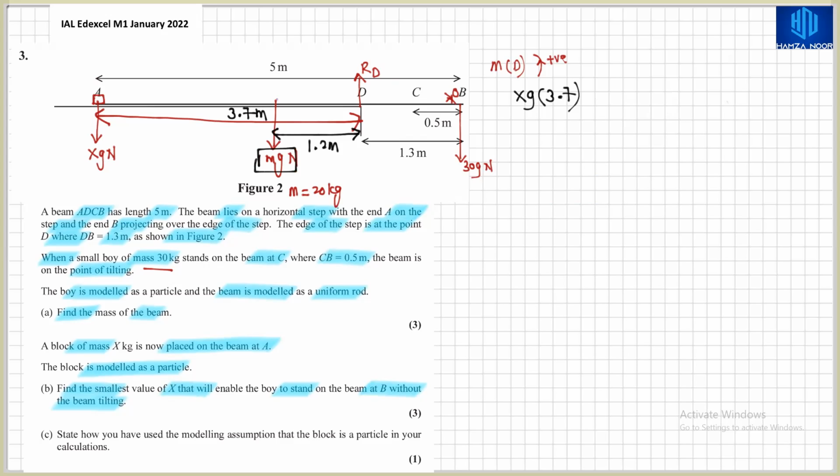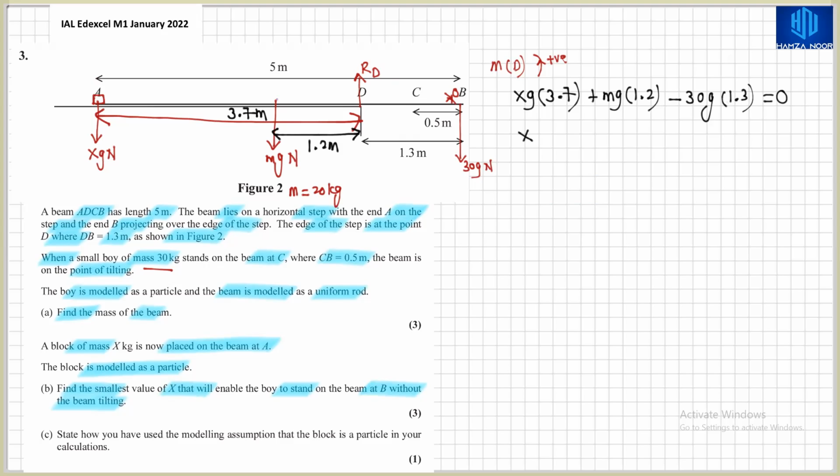And here we have the mg force, and it will create an anti-clockwise turning effect. So this will be added. So plus mg times 1.2, and then we will subtract the turning effect created by the 30g force, because the 30g force will create a turning effect in the clockwise direction. So we will subtract 30g times 1.3, and this whole thing will be equal to 0. And by this we would be able to find the value of x, and the value of m is 20 kg as we have found in part A.